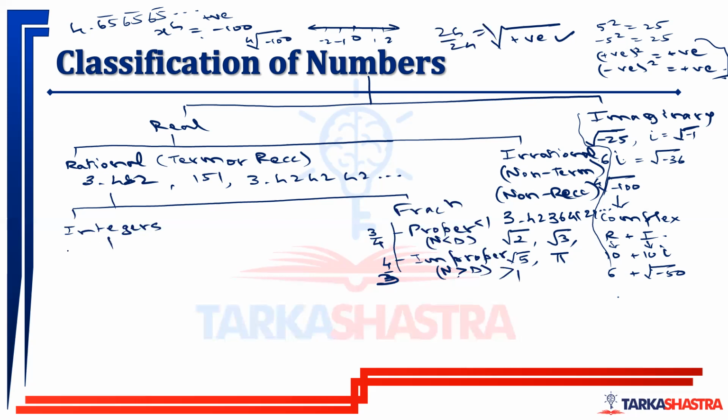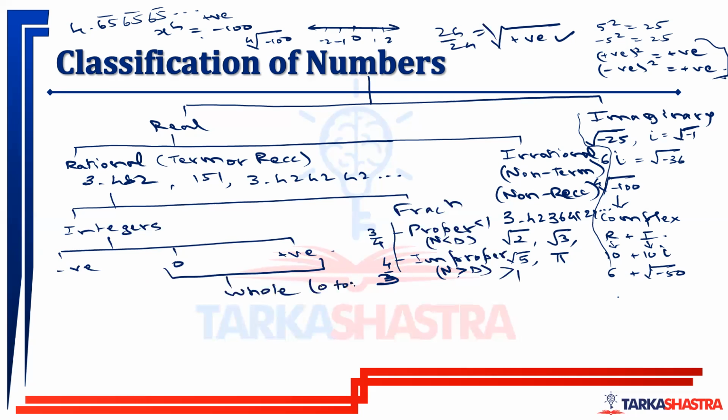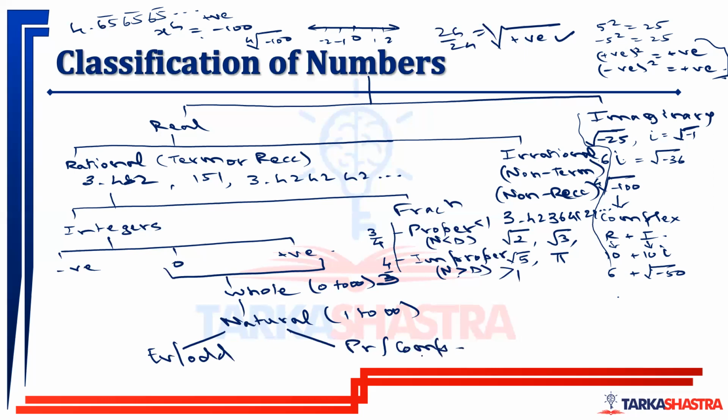Now integers are further divided into negative, 0, and positive. All the 0 and all the positive integers are whole numbers. Whole numbers are 0 to infinity. From whole numbers we get natural numbers. So all the integers from 1 to infinity are your natural numbers. Natural numbers are then further divided into even, odd, prime and composite.